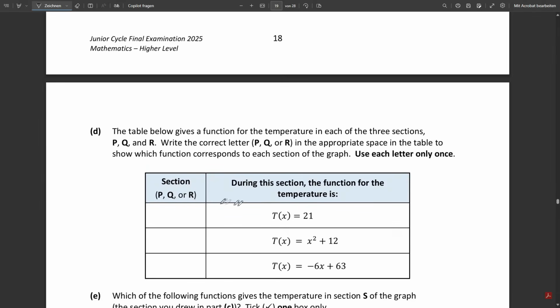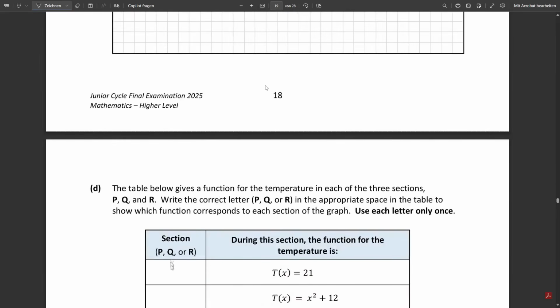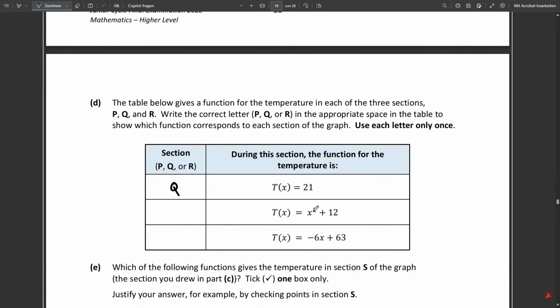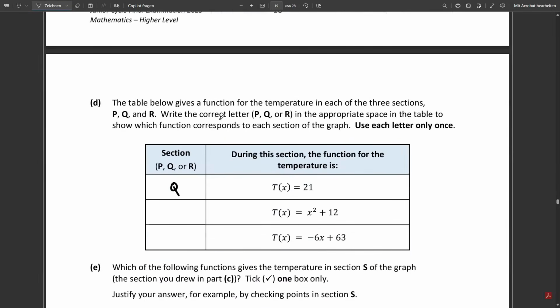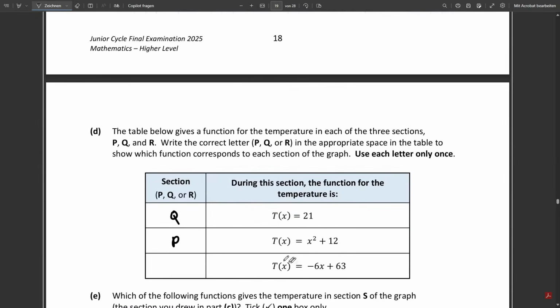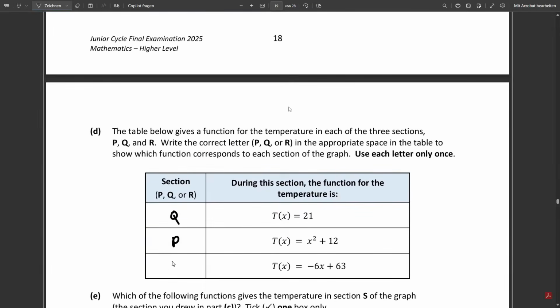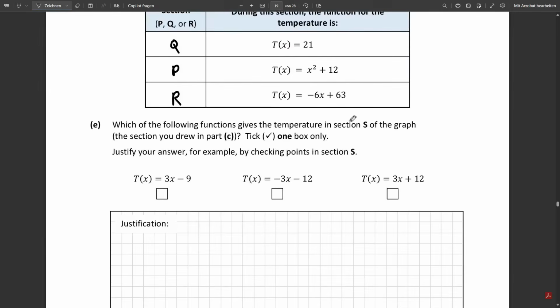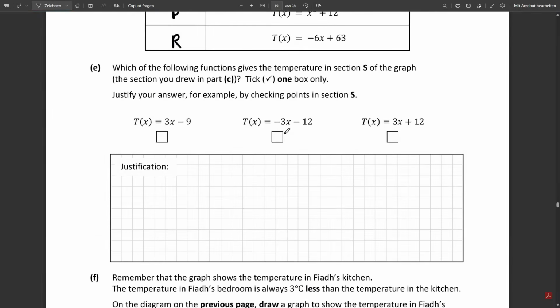And then we have to just write P, Q, or R. So 21, that's not changing, so that's going to be section Q. X squared plus 12. We know squared is a curvy thing, so that's P. Another way you can tell is it's positive, so it's increasing, it's getting bigger. Meanwhile, this one's negative, it's getting smaller, and it's a straight line, so that's obviously going to be R there. And then for section S, well, you know that we're going to be increasing by 3 each time, so it's not going to be the middle one.